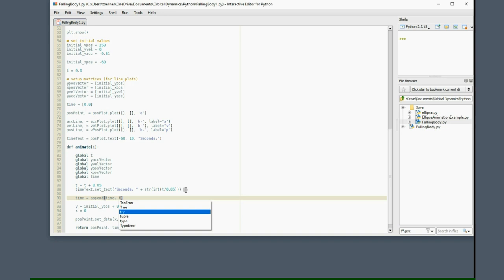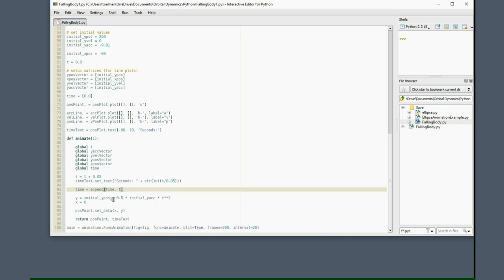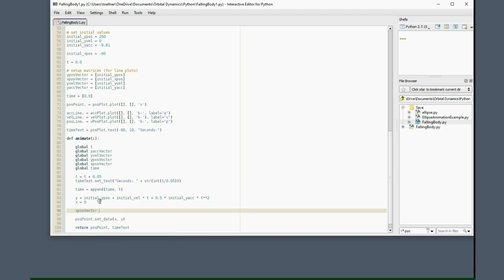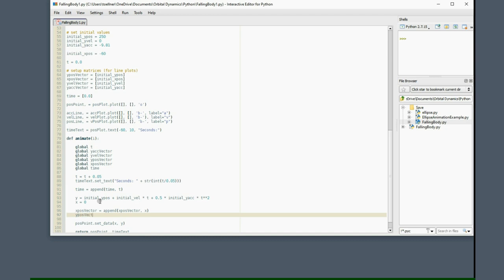And here's how I add to the time vector. I append the value t to the time vector with the append command. Here I want to add initial velocity times time to the y coordinate. And here's where I append values to the x position vector. So I'm appending x. So every time this animate function runs, it's going to append successive values to each of these vectors. Here's the y position vector. I'm appending y.